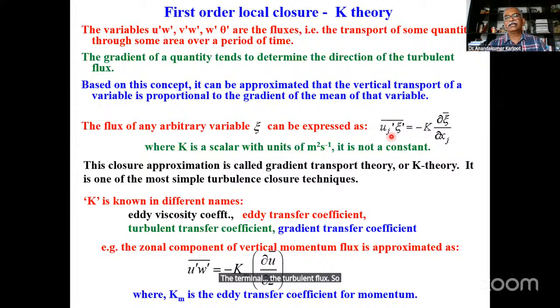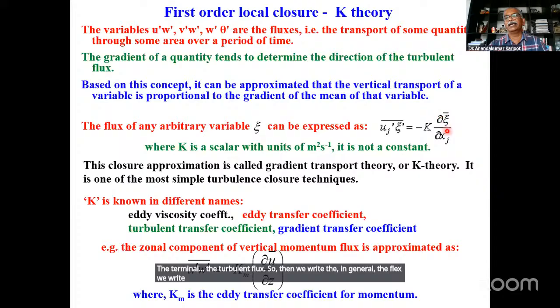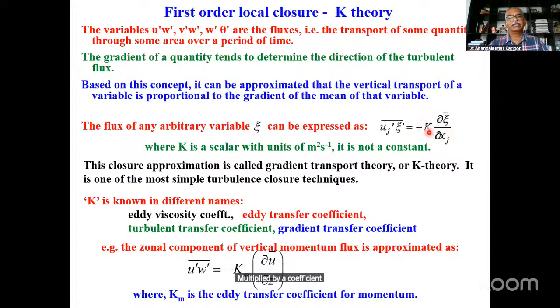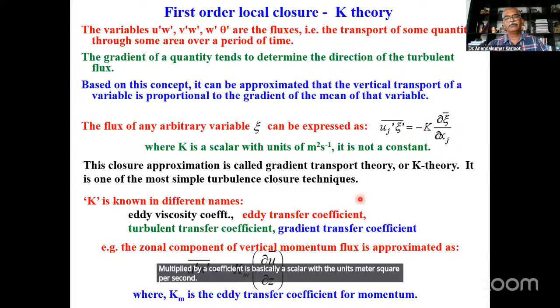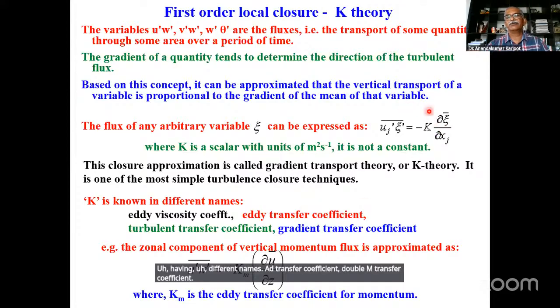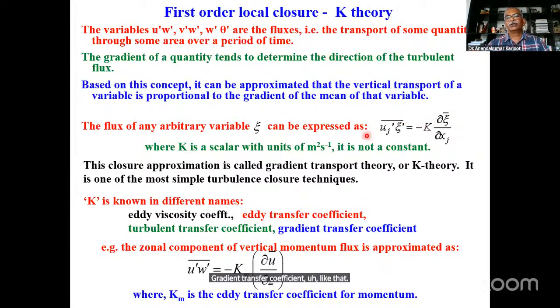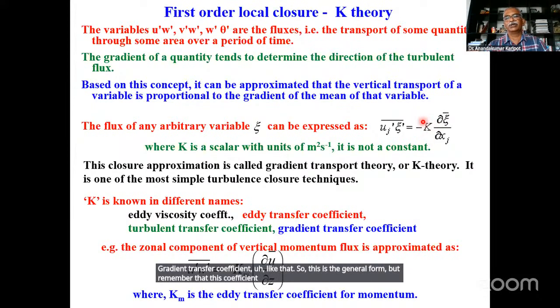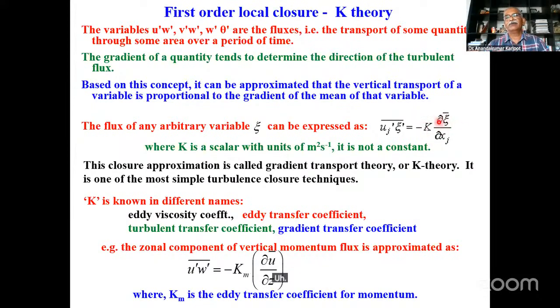So then we write in general, the flux in terms of the gradient of that quantity multiplied by a coefficient, which is basically a scalar with the units meter square per second, having different names: eddy viscosity coefficient, eddy transfer coefficient, turbulent transfer coefficient, gradient transfer coefficient, like that. So this is the general form, but remember that this coefficient K is not constant.